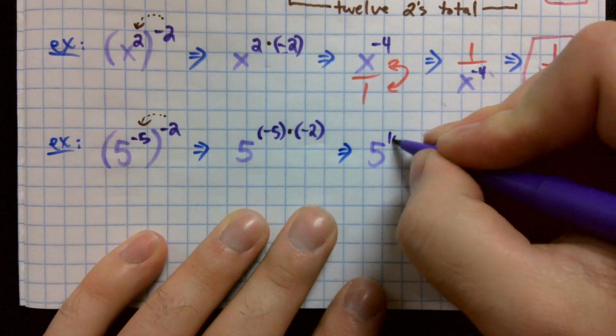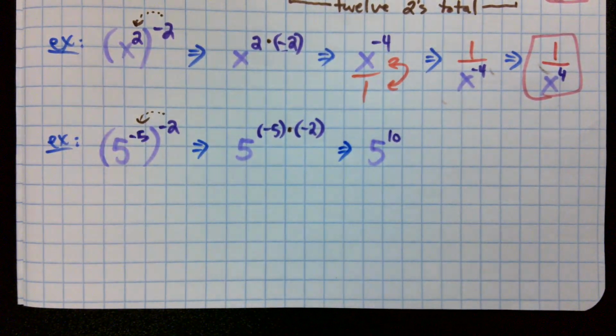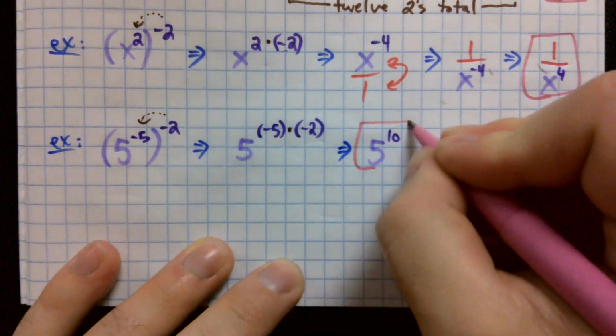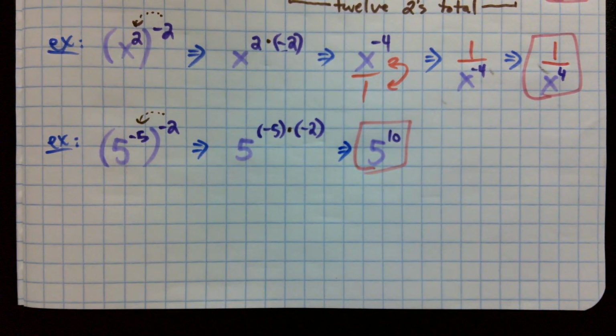Positive 10. That's right, Francisco. Positive 10. There's our answer. So it'd be 5 times 5 times 5. It'll be 5 to the power of 10. Way too big of a number for us to worry about. We'll leave it like that.